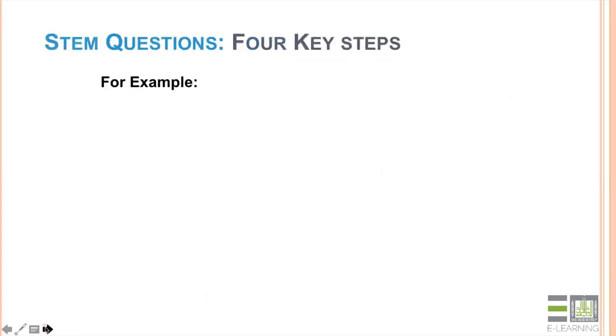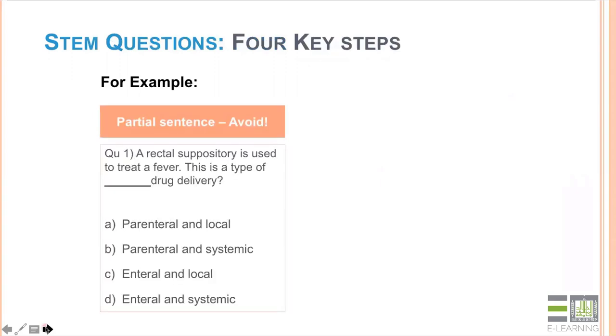And I've got an example here in this next slide. So an example of a partial sentence which we should avoid in our practice would be this. So we've got a question, and as you can see, you've got this fill in the gap that the students have got to, from the list of alternatives, select the correct answer to fill in this gap here.